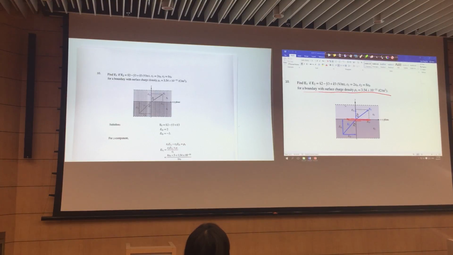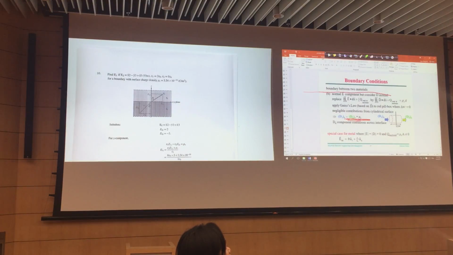So the corresponding part here, again, for the tangential direction, it will be the same. The electric field is the same. The only difference is in the normal direction, perpendicular to the boundary direction. Okay, so then let's look at this.